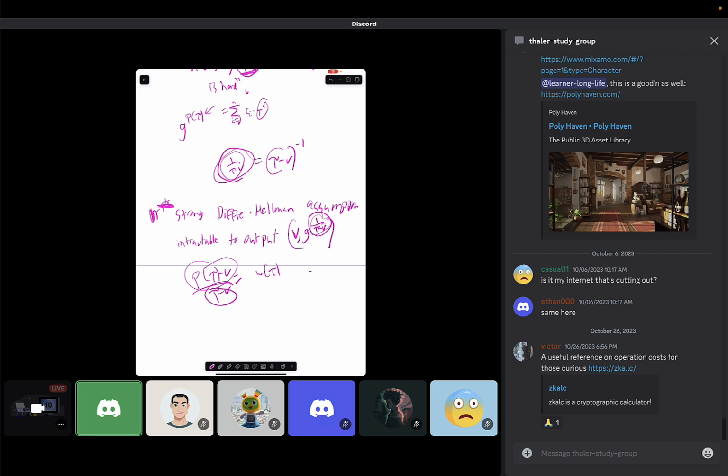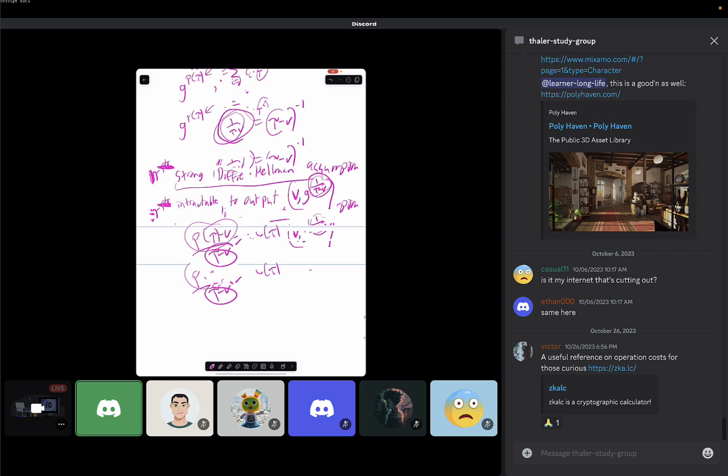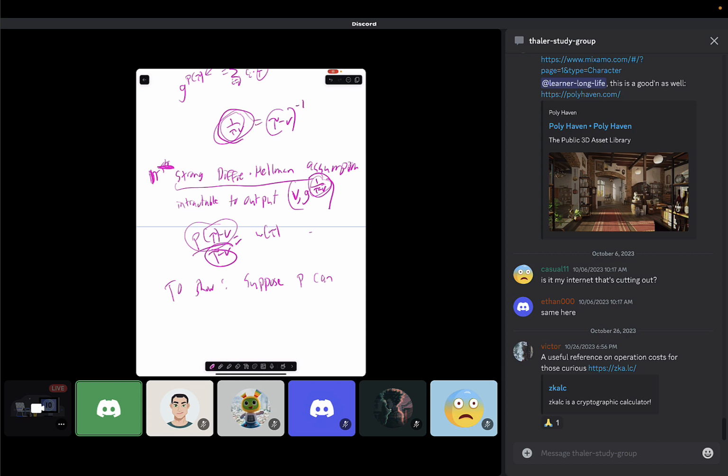That would violate this n-strong Diffie-Hellman assumption. I don't remember the name, but yeah. And so what we formally need to show is that, suppose the prover can produce a convincing KZG evaluation proof.